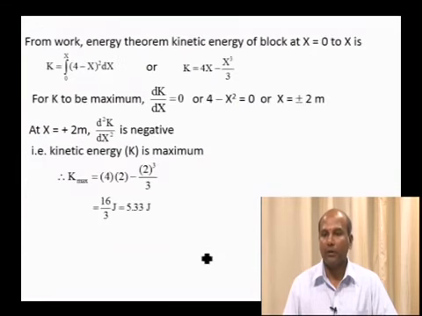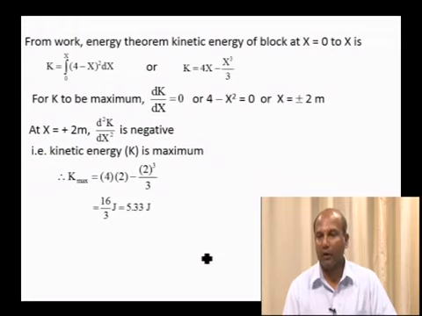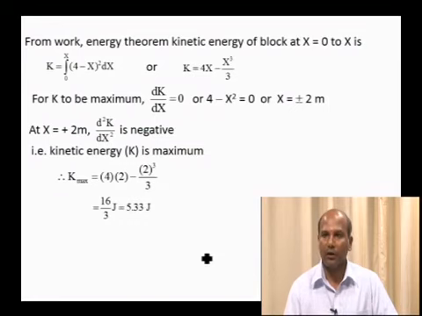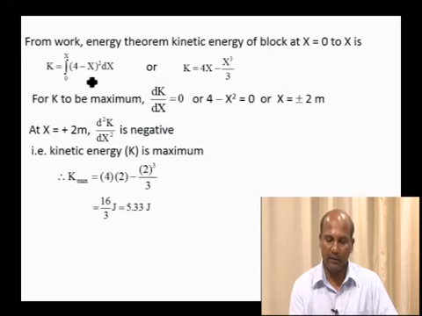We will see. We have the work energy theorem. According to the work energy theorem, the work done is nothing but the change in the kinetic energy. It has been displaced from 0 to x, so you integrate to find out how much it has changed. Now for K to be maximum, dK by dx should be equal to 0. So 4 minus x squared is equal to 0, or x is equal to plus or minus 2 meters. Now they have given that it is going up to 2, so x is equal to plus 2 meters.